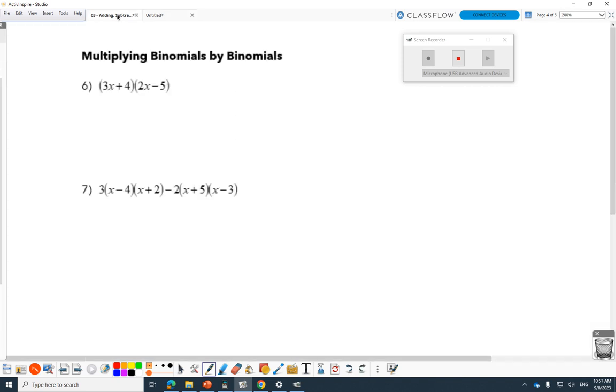The 3x has to get multiplied by the 2x. It also has to get multiplied by the negative 5. The 4 has to get multiplied by the 2x. And the 4 has to get multiplied by the negative 5. All of those things have to happen. How am I going to remember to do all that stuff?